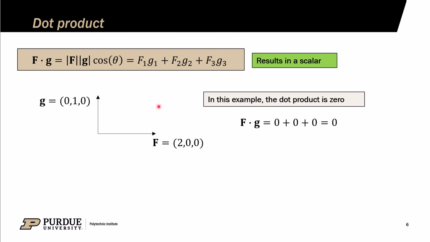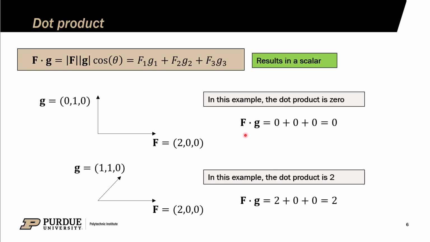Let's go ahead and work two more examples of the dot product. We'll use the component form for this. I've got vector f with components 2, 0, 0, vector g with components 0, 1, 0. So if I use the component form, I'll have f1 times g1, so 2 times 0 is 0, and then f2 g2, 0 times 1 is 0, and then f3 g3, 0 times 0 is 0, and as a result I get 0.